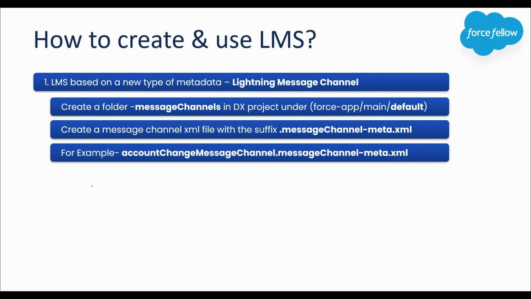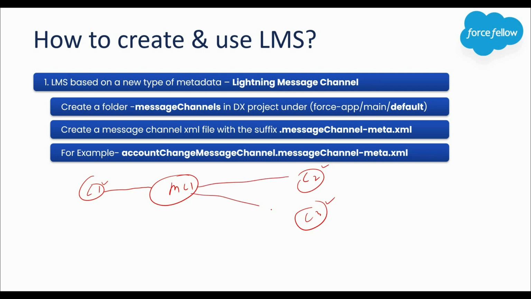For example, here let's say we have a component C1 and a messaging channel MC1 and also two different components C2 and C3. Now what we want to do, we want to pass a message from C1 to C2 and C3. Then what we will do, we will publish a message from C1 using MC1 channel. And in C2 and C3, we will subscribe to this MC1 channel. So at the end, what will happen? Whenever we publish any message from C1 using MC1 channel, then C2 and C3 will automatically get notified because they have subscribed to the same channel, right?